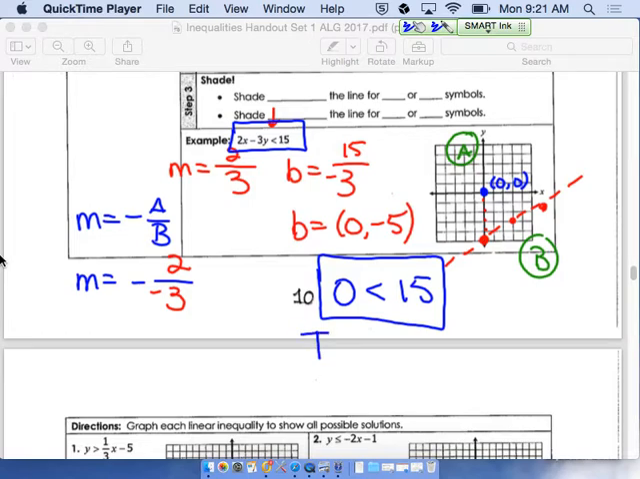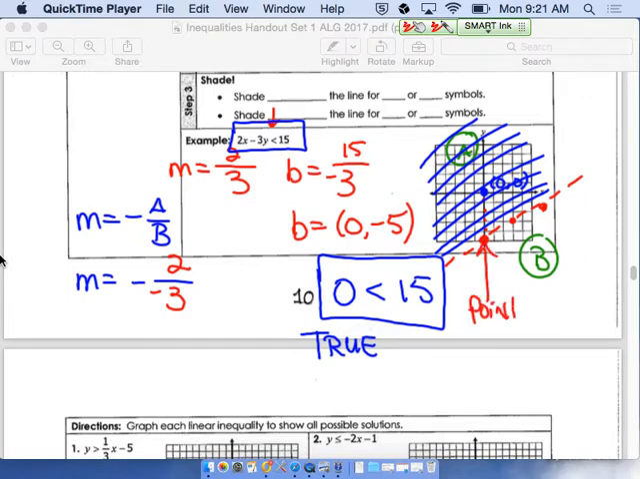If that's true, then I'm going to shade region A. If that's false, then I would shade region B. This is a true statement, so that means I'm going to shade region A. I'm going to shade above the line. So that means that any ordered pair in the blue shaded region would make this inequality true. If the line is dashed, that means that points on the line are not solutions. So points on this line are not solutions because it's a dashed line.